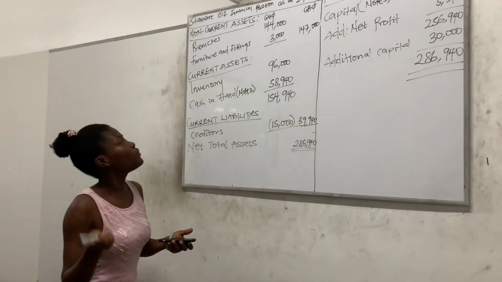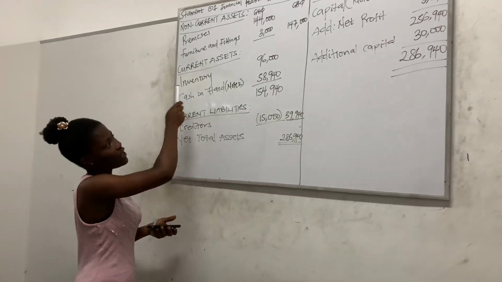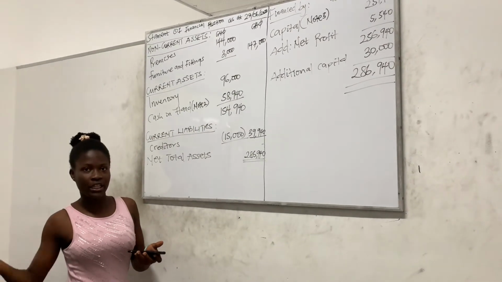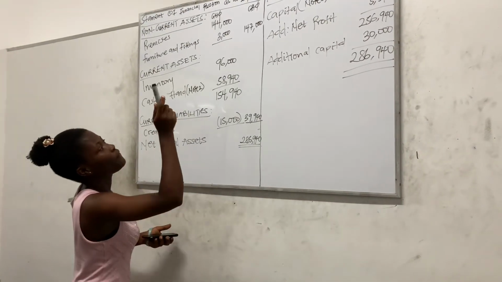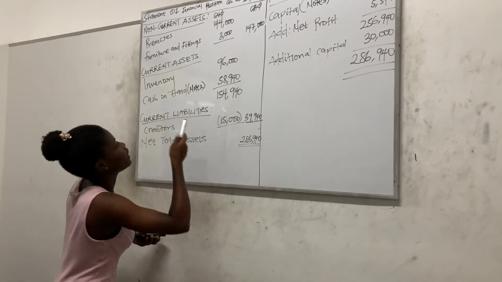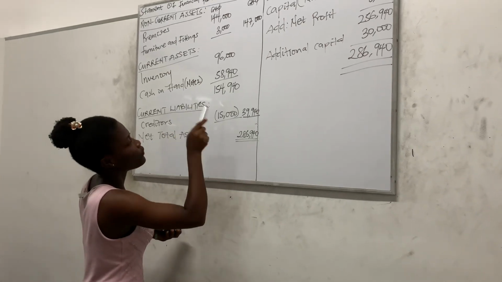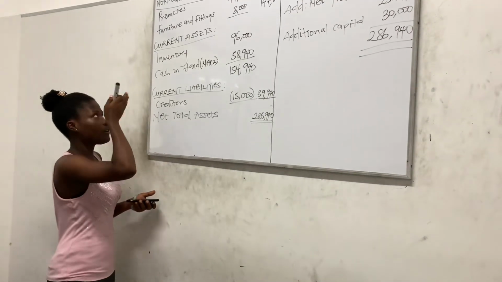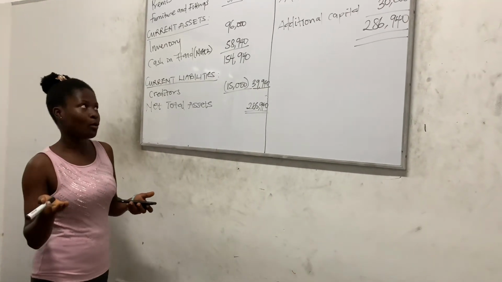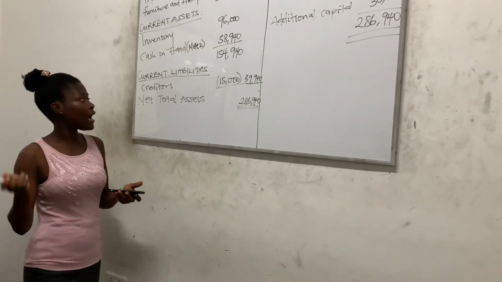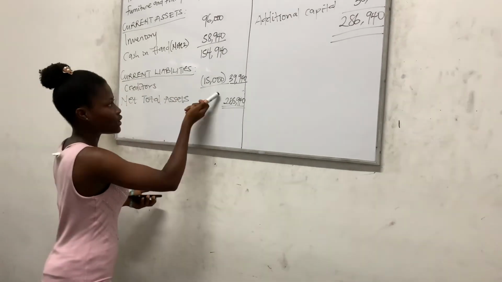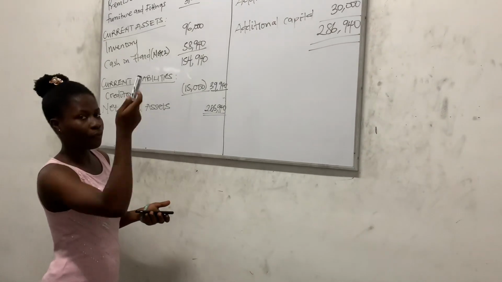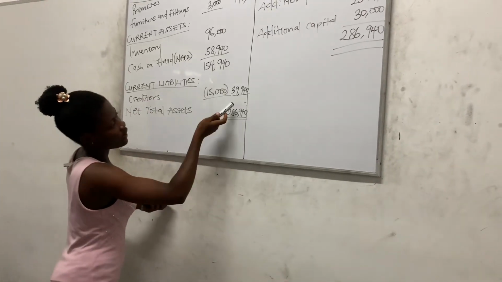Then we move on with the current assets. We had inventory 96,000, cash in hand, in the notes that my friend explained earlier, that is the 58,940. So in total, we had 154,940. With this, we have to less our current liability from the current assets to get our working capital. Our current liability, we only had creditors, that's 15,000. So when we less it, you get 39,940. That's the working capital that we got.